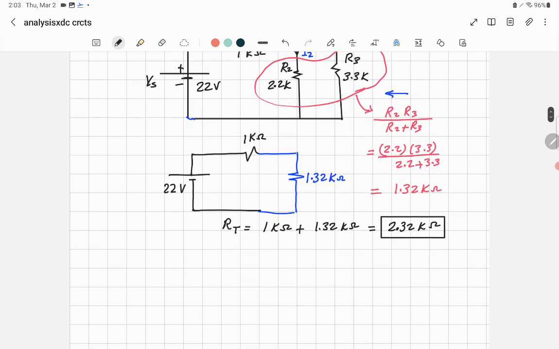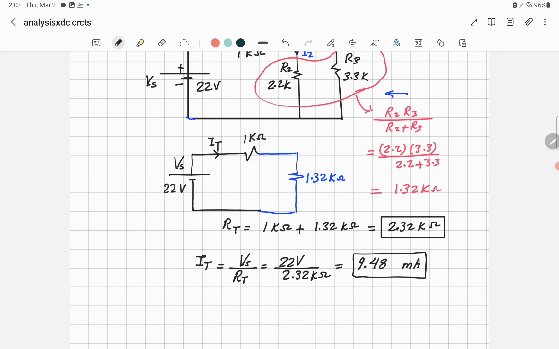So it's easy now to find the total current flowing in the circuit, IT. The total current will be equal to the voltage Vs divided by the total resistance RT. That's Vs, the supply, equal to 22 volts divided by 2.32 kilo ohm. Since we are dividing volts by kilo ohms, we expect to get the current in milliamps. When you divide 22 by 2.32, you get on the calculator 9.48 milliamp. So that will be the total current.